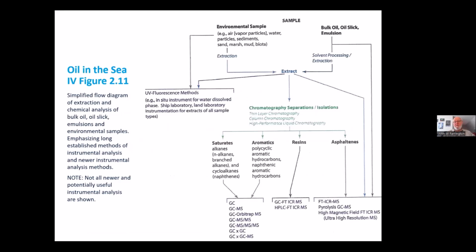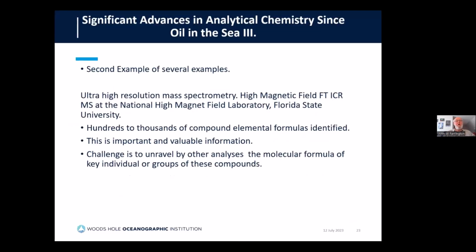On the bottom, on the right-hand side, I draw your attention to another significant advance. Ultra-high resolution mass spectrometry, such as that available in the high magnetic field Fourier transform ion cyclotron resonance mass spectrometry at the National High Magnetic Field Lab at Florida State University. This allows hundreds to thousands of compound elemental formulas to be identified. It's important and valuable information to know, for example, that a particular fraction isolated from tar that is weathering on a beach has added a significant number of oxygen compounds as a result, for example, of photooxidation.